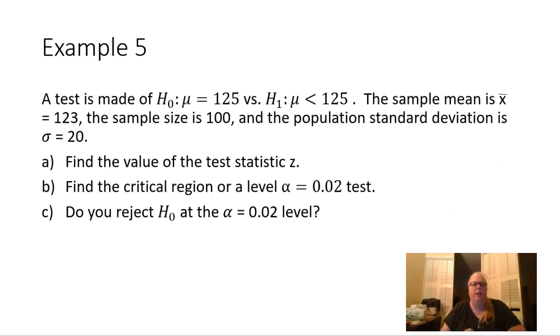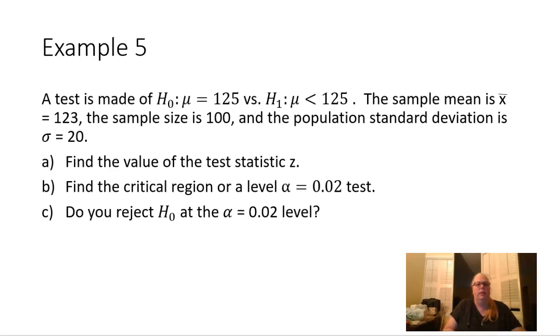Example 5. A test is made of the null hypothesis mu is equal to 125 versus the alternate hypothesis mu is less than 125. The sample mean is x bar is equal to 123, the sample size is 100, and the population standard deviation is sigma equals 20. Part A, we want to find the value of the test statistic Z.